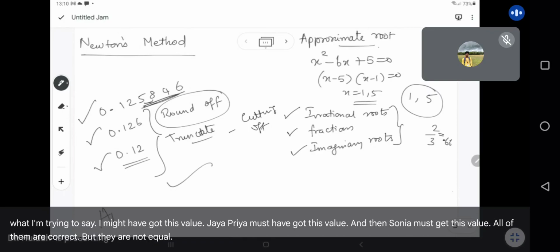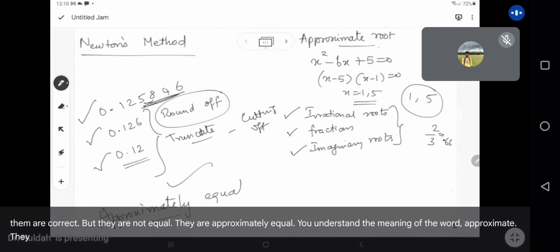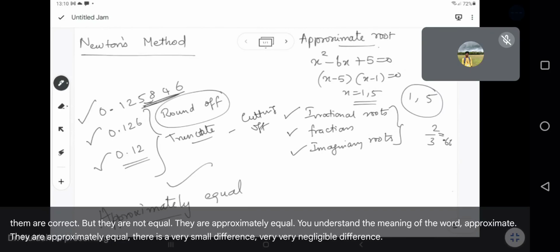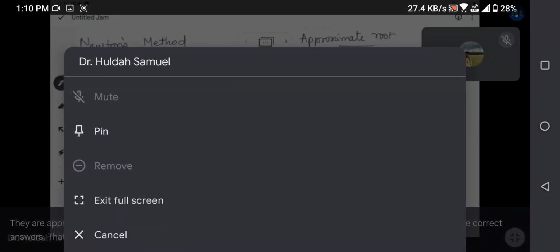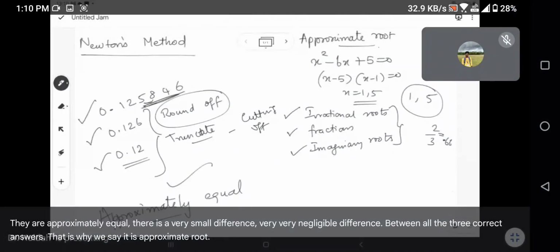They are approximately equal. You understand the meaning of the word approximate? They are approximately equal. There is a very small, very negligible difference between all three correct answers. That is why we say it is an approximate root. Have all of you understood, children? Yes, ma'am.